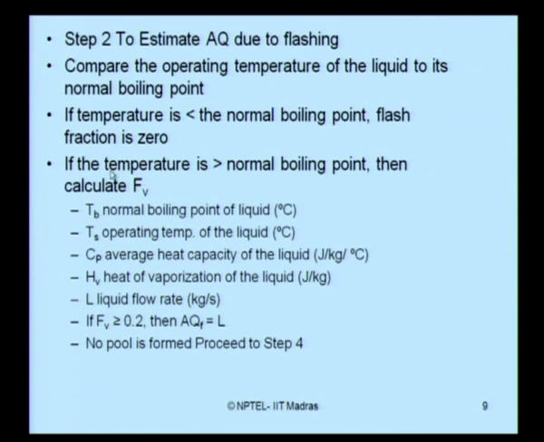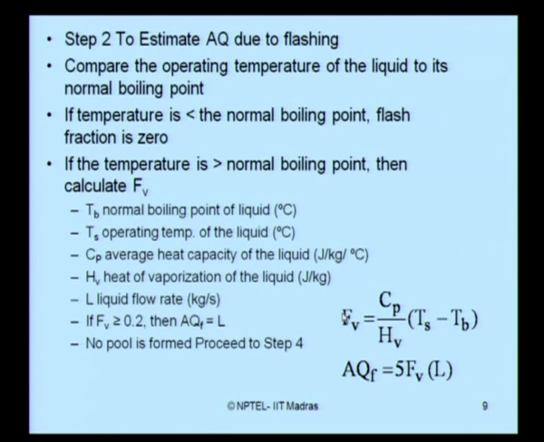I want to find that specific volume because the operating temperature is higher than the normal boiling point of that chemical. If my Tb is the normal boiling point of the liquid and Ts is the operating temperature and Ts is greater than Tb, so that I get the volume of flash fraction. Cp is the average heat capacity of the liquid in joules per kg per degree Celsius. Hv is the heat of vaporization of the liquid in joules per kg, and L is the liquid flow rate which you have obtained from the previous equation.